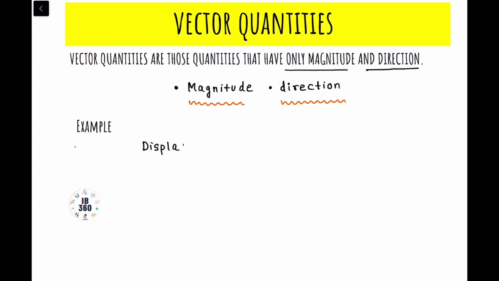So displacement is a vector quantity, right? For displacement I need to specify two things: one, the magnitude, second, the direction. Let me give you an example. Suppose I am at point A, I travel 10 meters and I reach point B.